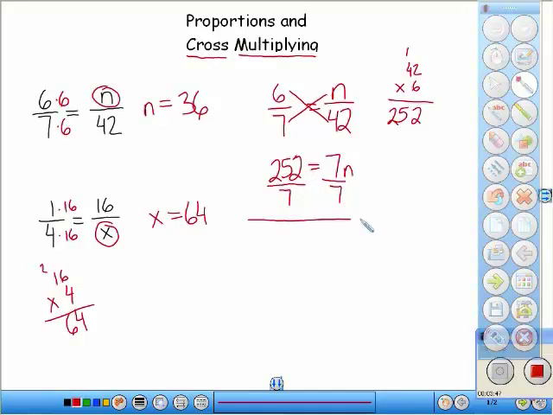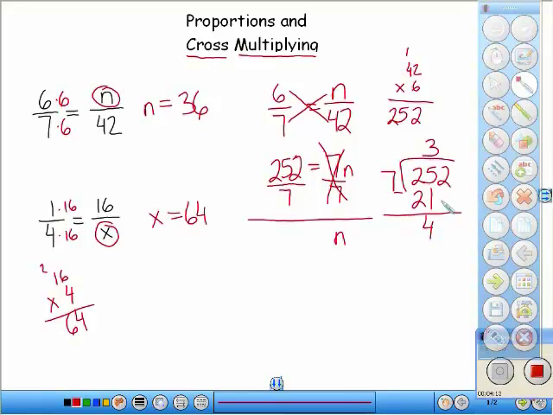So now, what's 7 divided by 7? It's 1. And 1 times n is n. So really, I just got rid of this 7. And now I just have to figure out 252 divided by 7. Well, 252 divided by 7, well, let's see. This would be 3 multiplied would give me 21.